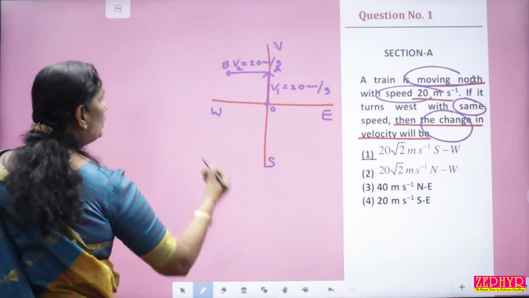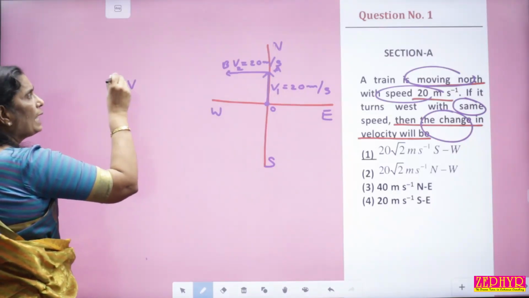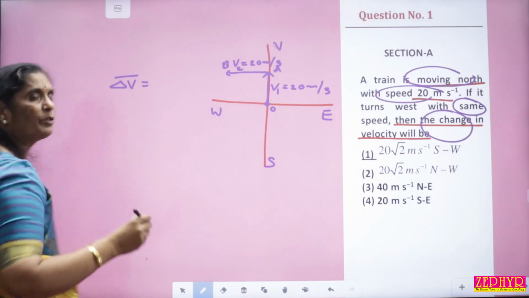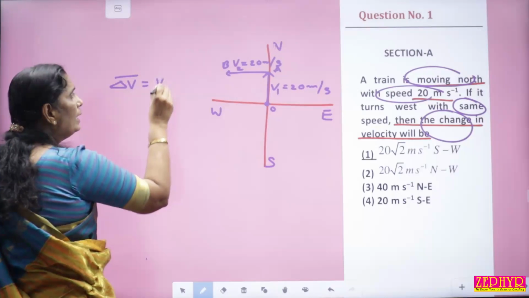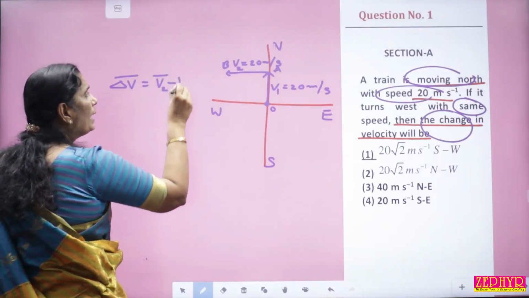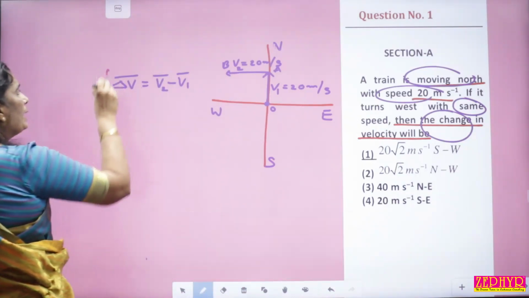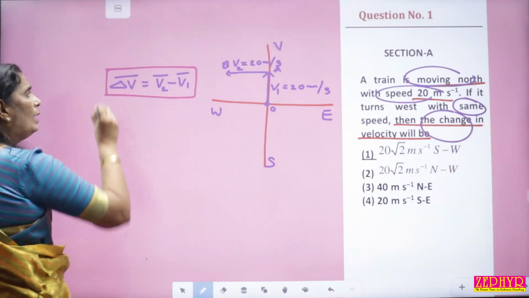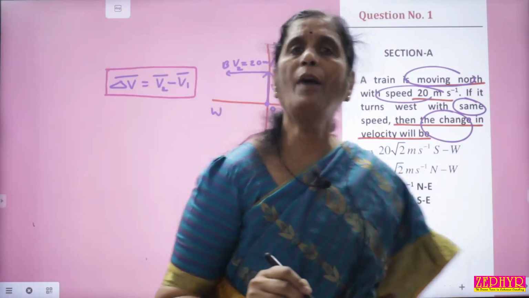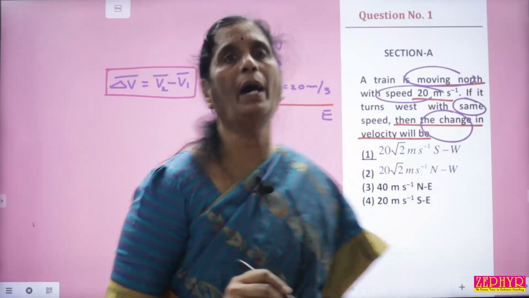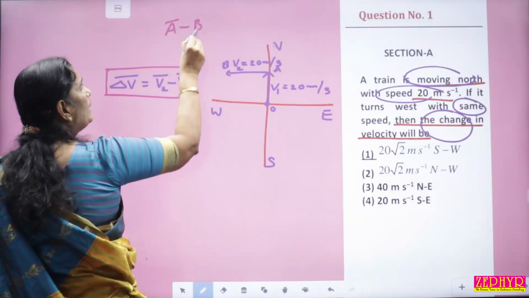Okay, so now just go through this again. So what is required? We want the change, delta V. Delta V is also a vector because both are vectors. So final V2 bar minus V1 bar. How to do that, V2 bar minus V1 bar? It is in the form of A bar minus B bar.